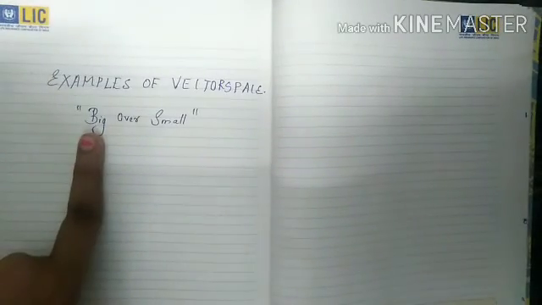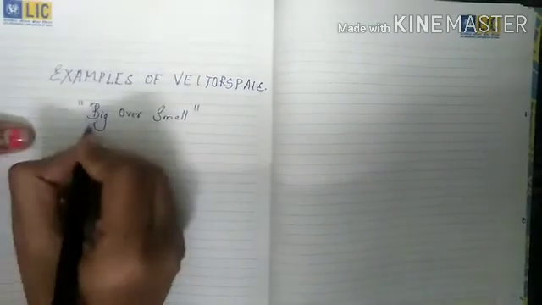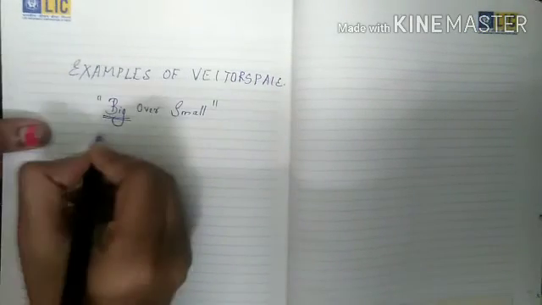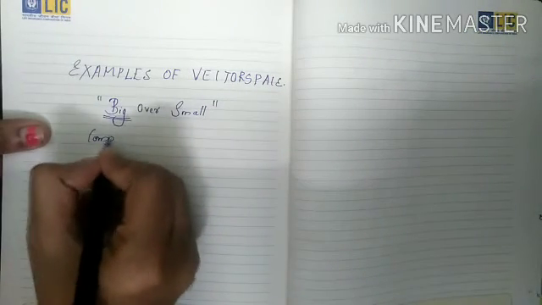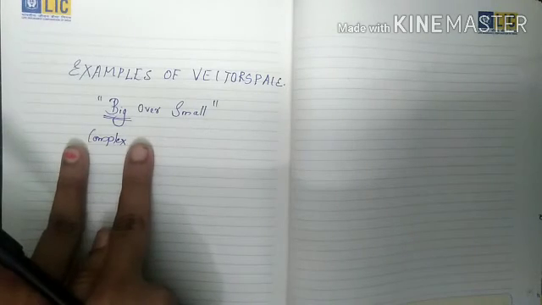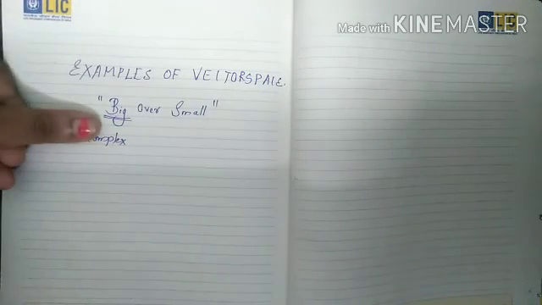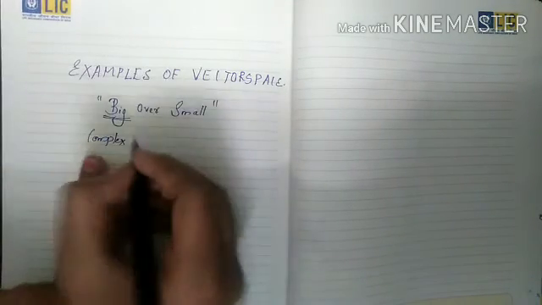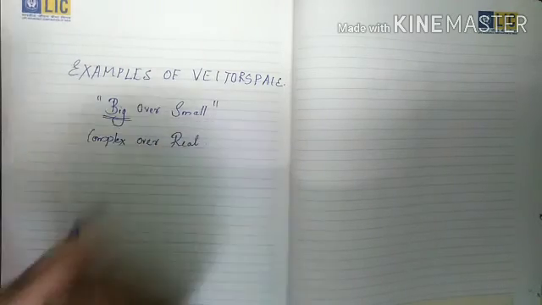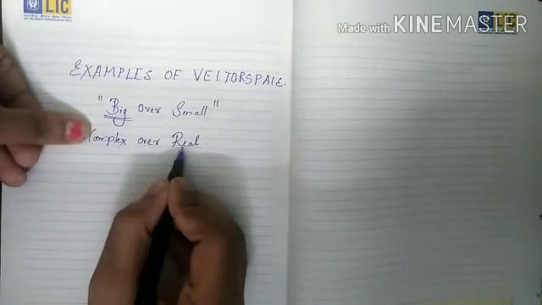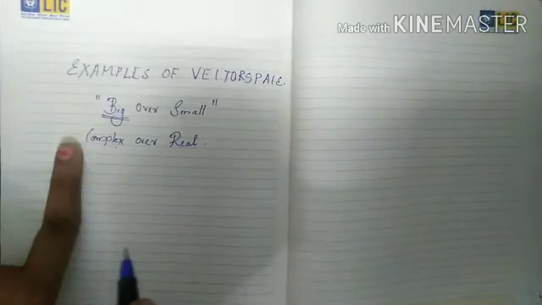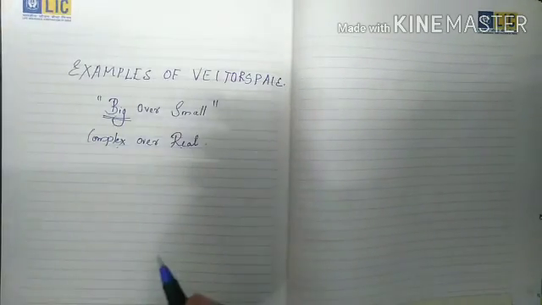Okay, big over small. So, big, let me consider complex. Then some set that must be smaller than this set. Let it be R, real numbers. So complex over real.